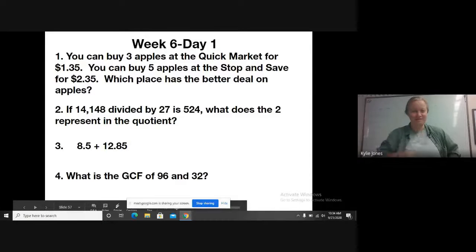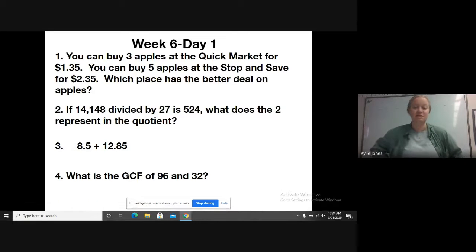All right. So for number 1, you can buy 3 apples at Quick Mart for $1.35. And then you can buy 5 apples at Stop and Save for $2.35. Which place has a better deal? So these are unit rates. You're trying to figure out who has a better deal if you're buying 1 apple.